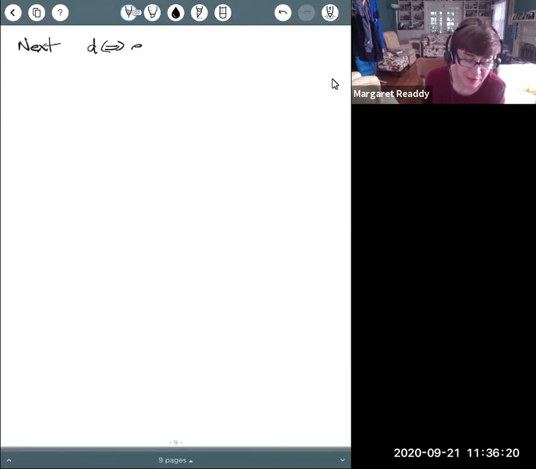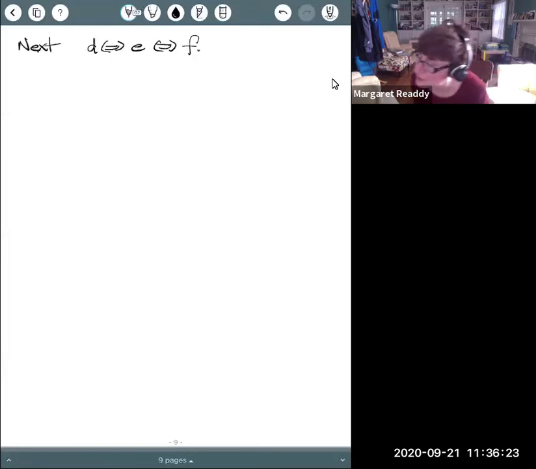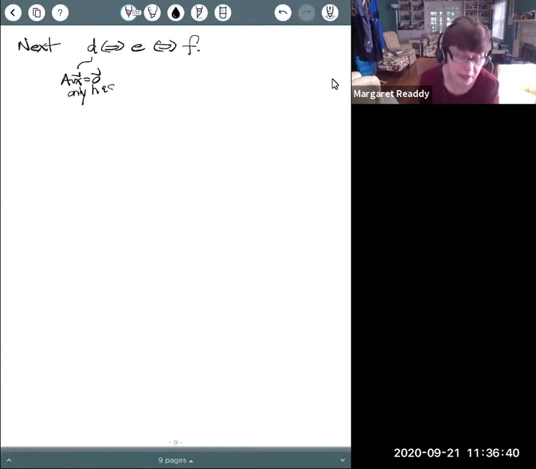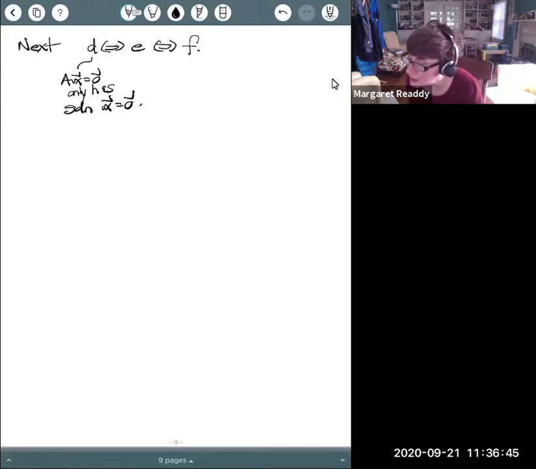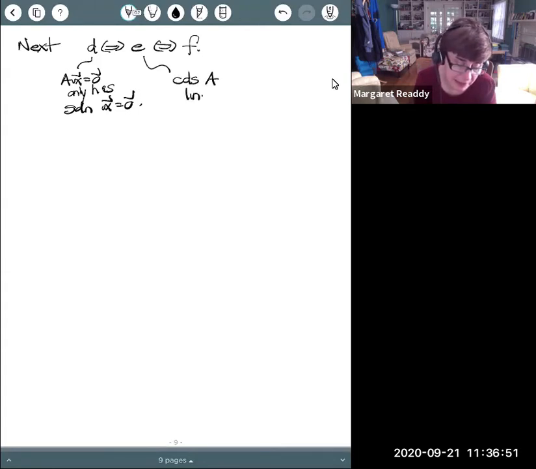We're not yet into my favorite part of this proof yet. I'll tell you when we're there. So D, E, and F, it is what it is. D says AX equals 0 only has one solution. So this says that AX equals 0 only has solution X equals 0. E says columns of A are linearly independent. And F says the map X to AX is 1-to-1.